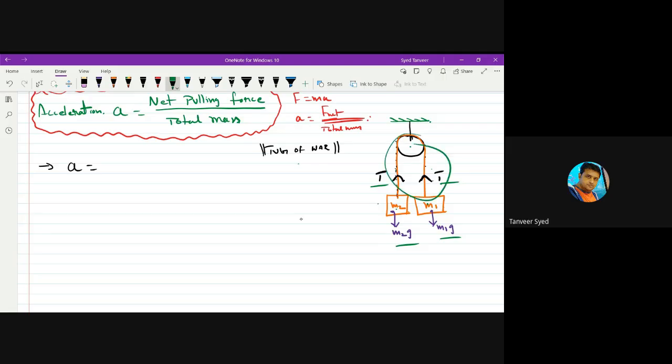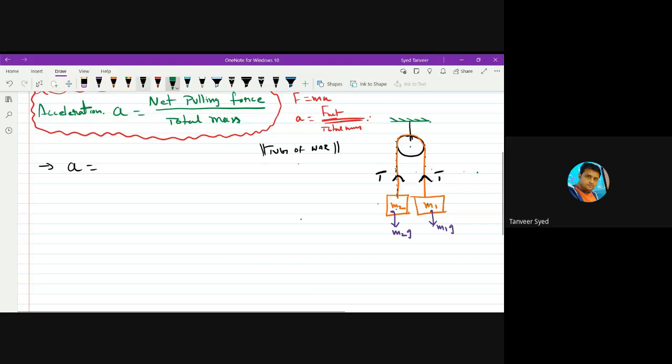This is our system. Any force which acts from within the system is internal. Any force which acts from outside the system is external. So M1G, M2G are acting from outside the system. They are due to gravity, outside the system. So these are external forces. Tension is developed within the system, so this is internal force. Tension is internal force, and tension cannot cause motion. Tension cannot cause acceleration in the blocks as a whole.